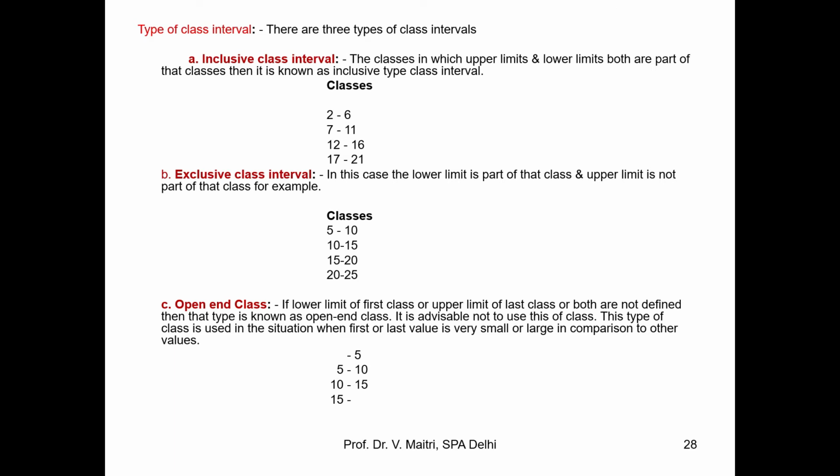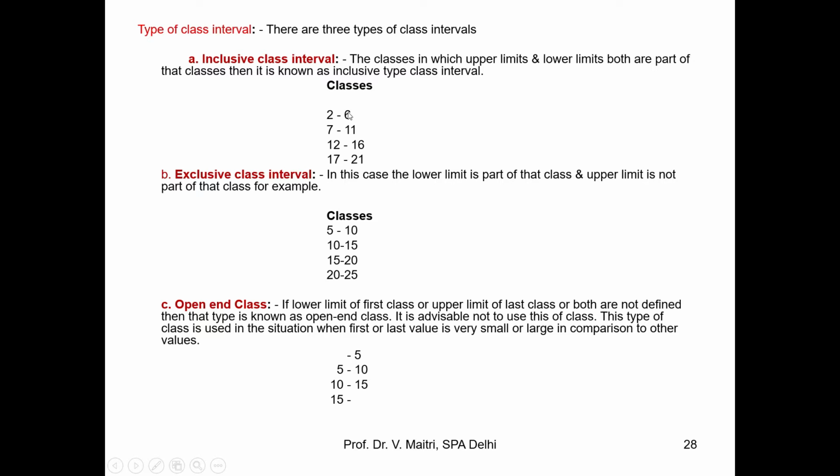Now there are three types of class interval: inclusive class interval, exclusive class interval, and open-end class interval. The inclusive class interval is nothing but the discrete type of class interval. So 2 to 6, we know that nothing will be there between 6 and 7. 7 to 11, nothing between 11 and 12. 16 and 17, nothing in between. So it is a discrete type of class interval, known as inclusive class interval, in which the upper limit and lower limit are both part of the class interval.